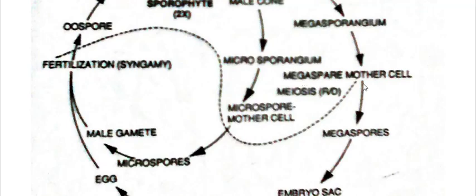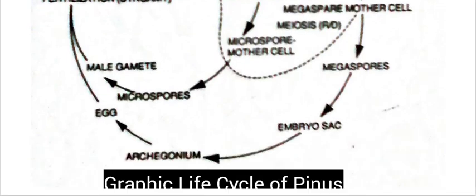From the megaspore mother cell, four megaspores are produced, and one survives, which on germination produces the female gametophyte or embryo sac. And the microspore mother cells, after reduction division, produce tetrads of microspores, and the microspores germinate to produce the male gametophyte, inside which male gametes are produced. Similarly, in the embryo sac, the female gametophyte, archegonia are produced, and in the archegonia eggs are produced.